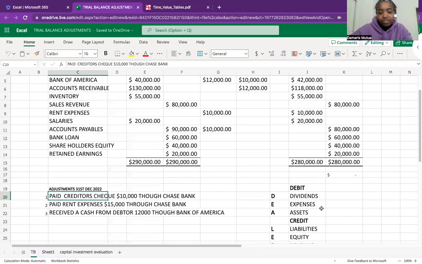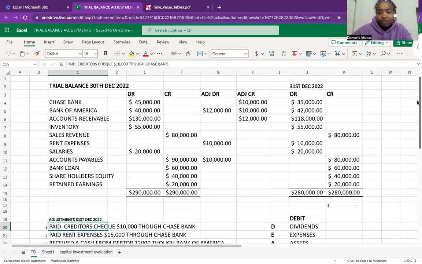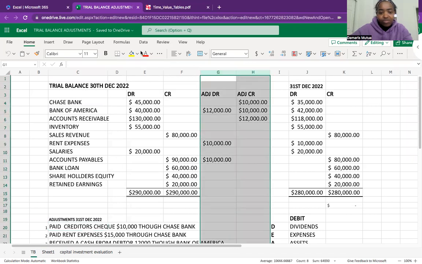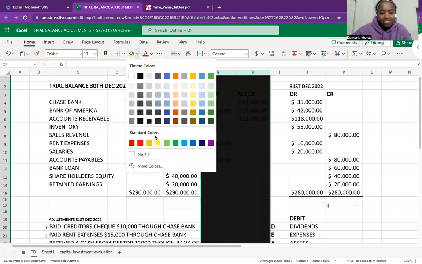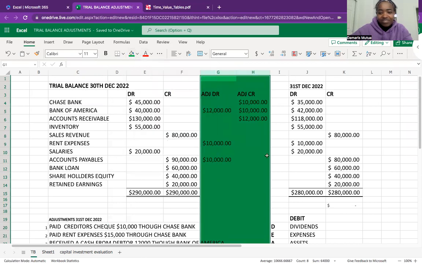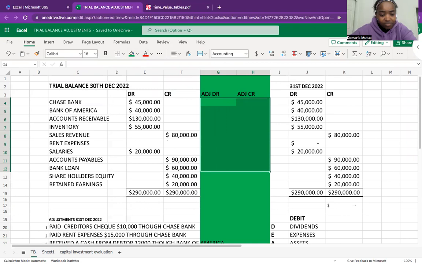So we're going to be looking at a trial balance, which then we do three adjustments. So this is our trial balance, and we're going to be doing our adjustments in these two lines. Let me just use a color so that it's easier to tell what is happening. So those are the two lines we're going to be doing our adjustments.